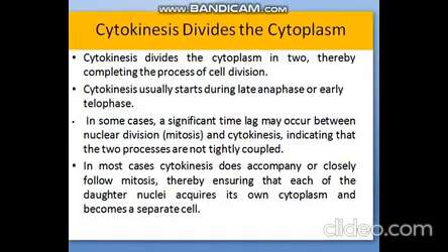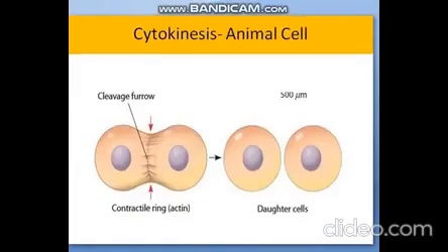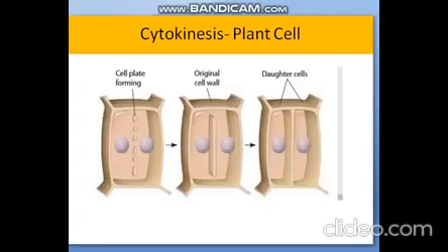So cytokinesis divides the cytoplasm, and it is needed by the daughter cells, and daughter cells later on will increase in size, and they will be ready to perform their functions. So in animal cells it is different, and in plant cells it is different. Here the cleavage furrow will be formed in the animal cells, and the daughter cells will be divided into two. But in the plant cells there is always a formation of the cell plate, and that will give rise to two different daughter cells.